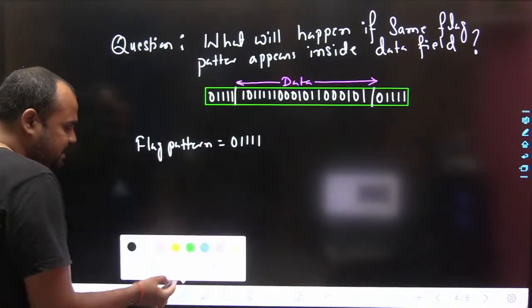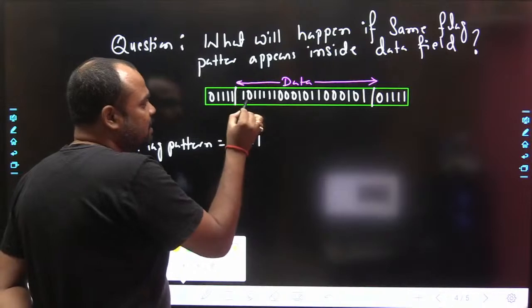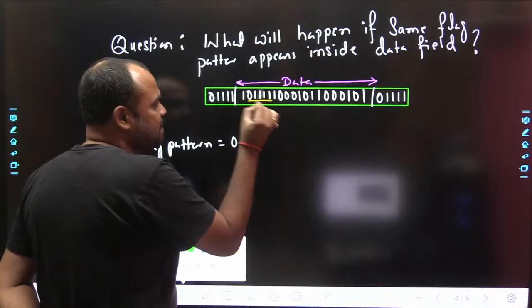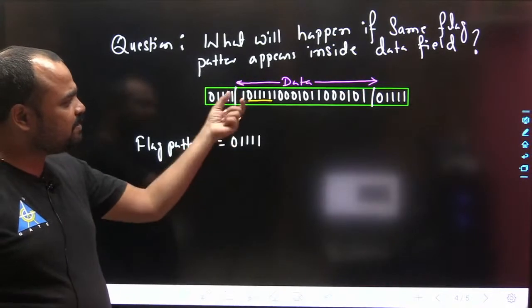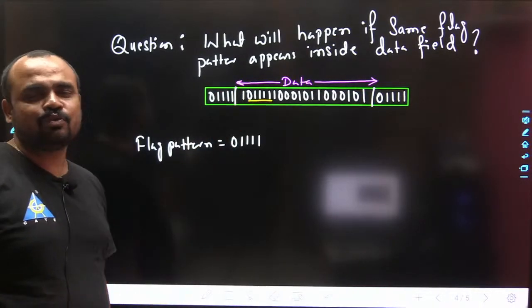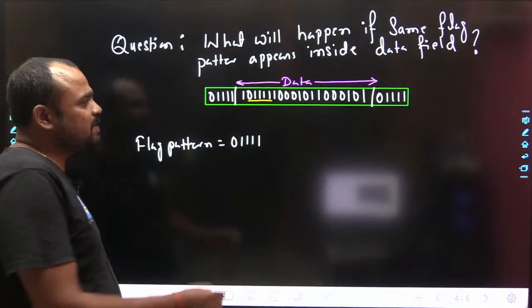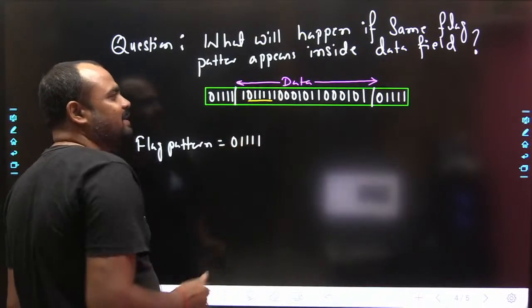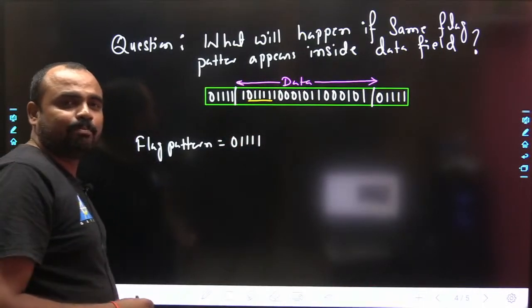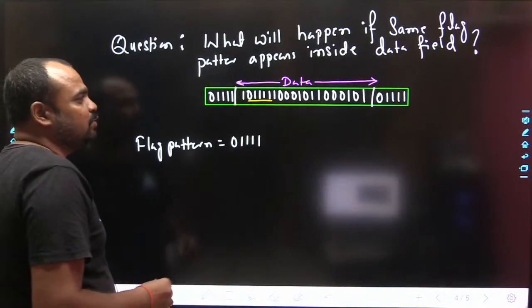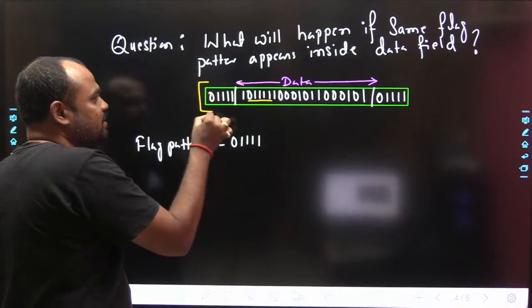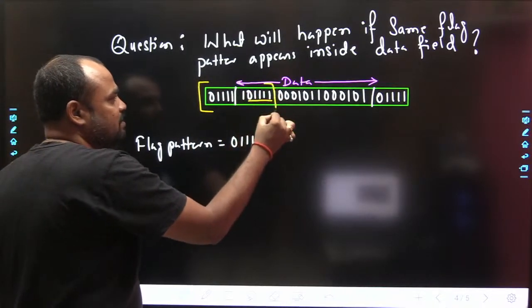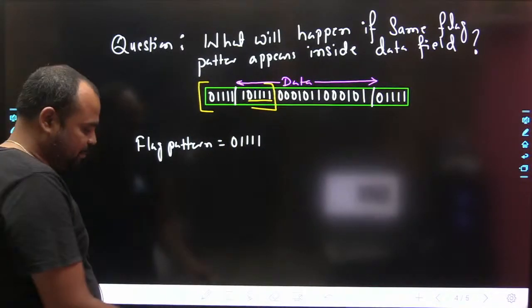Now look at this data. In the data part the flag is appearing, yes or no? In the data part we are finding the flag pattern, yes or no? So what will happen if this flag pattern appears inside the data? By mistake, what will the receiver do? The receiver will understand this is a first frame. Are you getting my point or not?